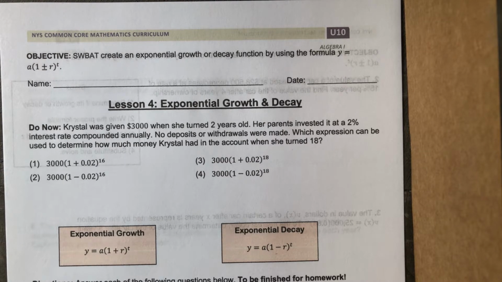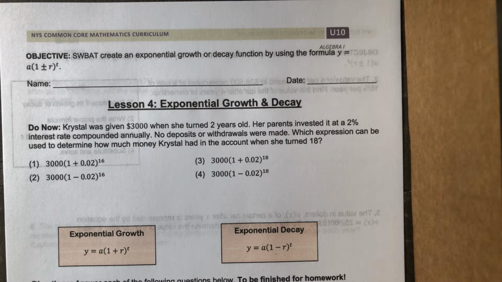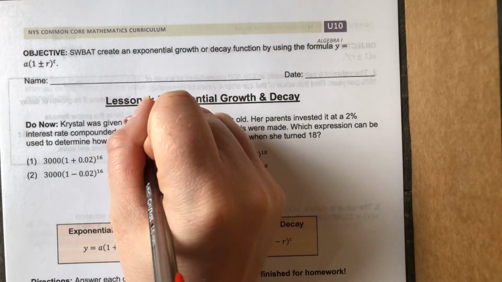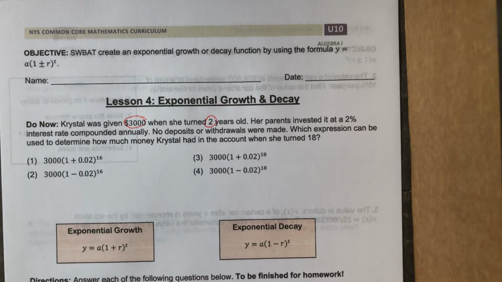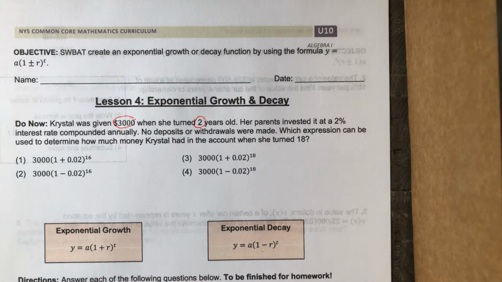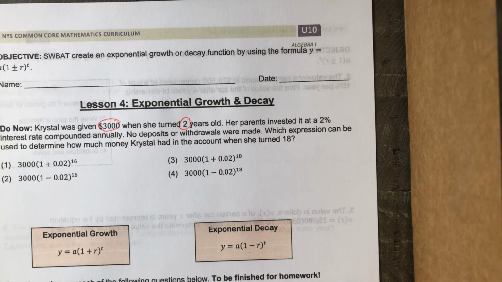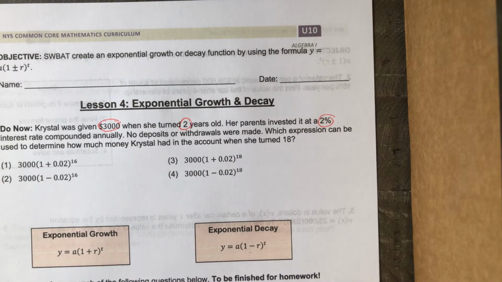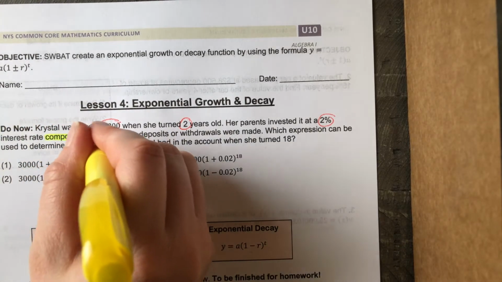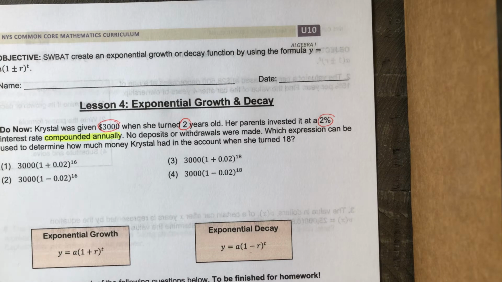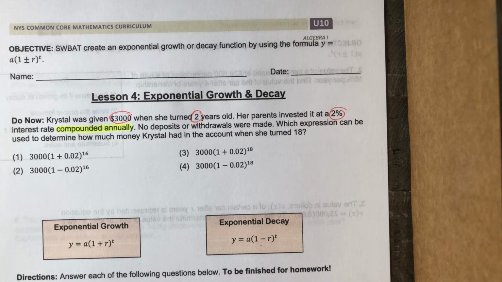All right, so if we look at the do now, number 1, it says Crystal was given $3,000 when she turned 2 years old. So I'm going to stop and circle any numbers that I see that are important, like 3,000 and 2. It says her parents invested at a 2% interest rate, compounded annually. So I'm seeing 2%, that's important, I'm going to circle, and then they're telling me that the interest rate is being compounded annually. And I know we've spoken about annually before. It means every year. It says that they didn't make any deposits or withdrawals.